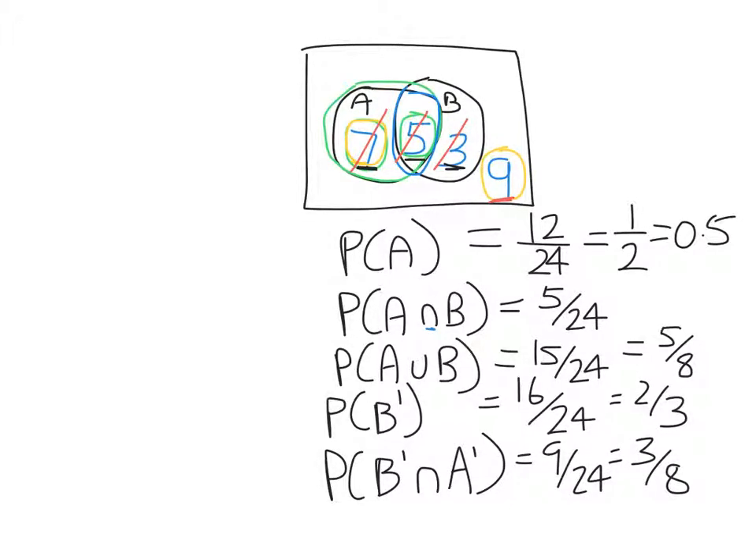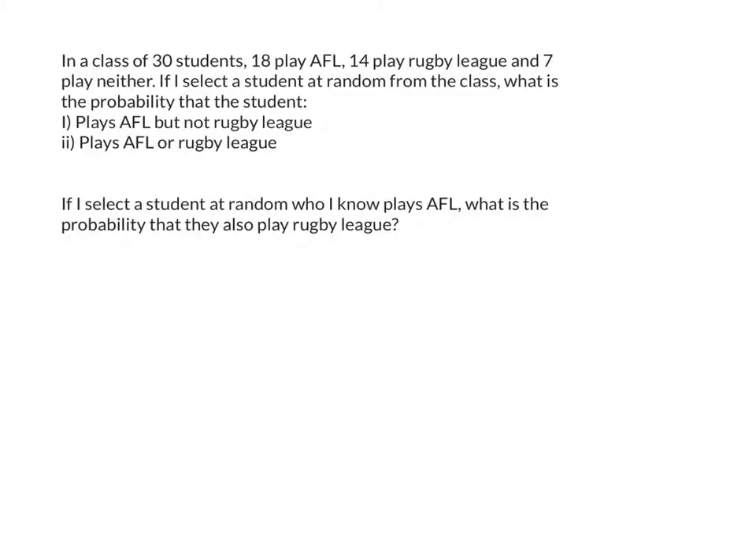How easy is that? Now we're going to look at how Venn diagrams really would help us solve some probability questions. Please pause and copy this down if you need. So let's look at this example here. We've got a class of 30 students, 18 play AFL, 14 rugby league, 7 neither, and we're going to calculate some probabilities. If I select a student at random, we'll find the probability they play AFL but not rugby league, play AFL or rugby league, and then we'll do this extra question that if I select someone who I know plays AFL, we'll find the probability they also play rugby league.